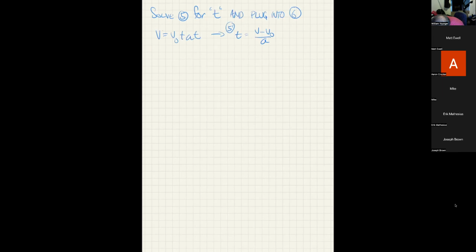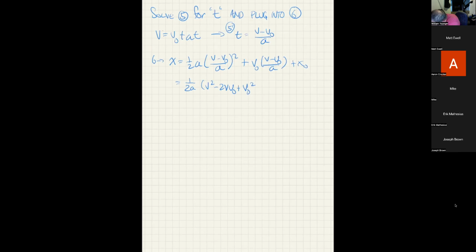Now I'm going to plug that into 6. So 6 is going to be x equals 1/2 a times (v minus v0 over a) squared plus v0 times (v minus v0 over a) plus x0. So I can manipulate this a little bit and see that when I square this v minus v0 squared, I'm also going to square the a in the bottom. So it's going to be 1 over 2a times v squared minus 2v v0 plus v0 squared.